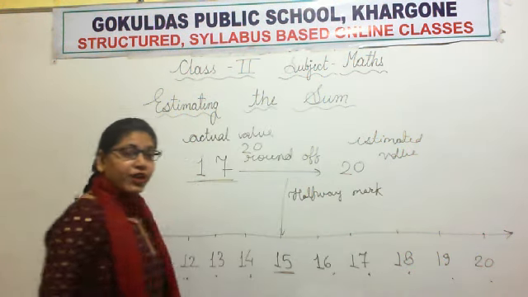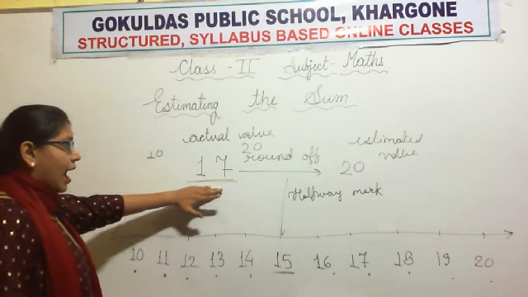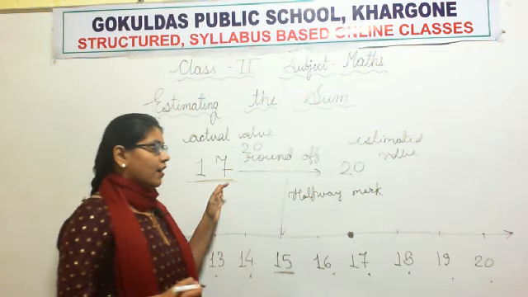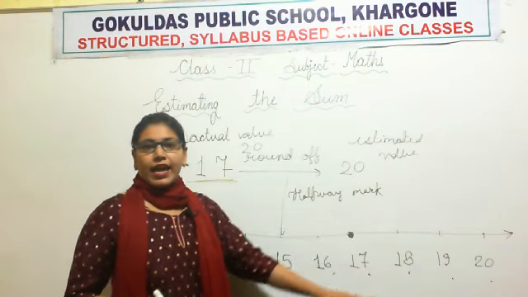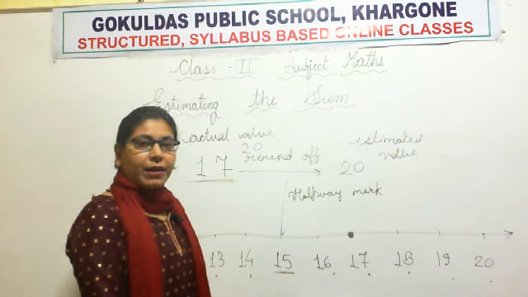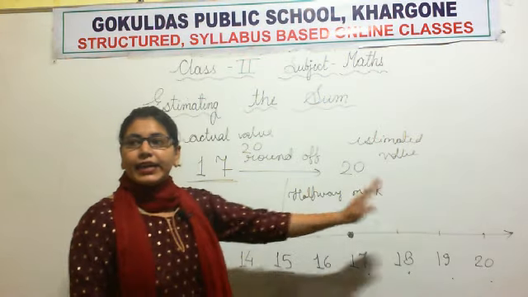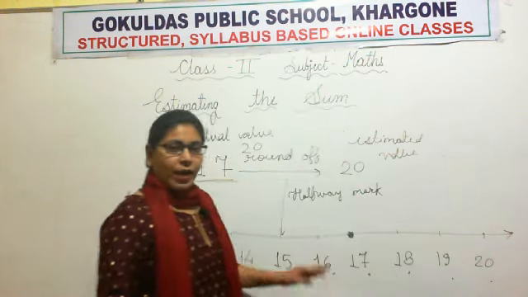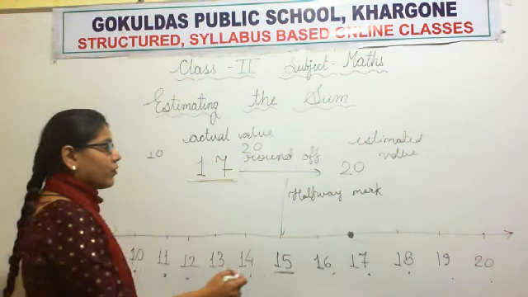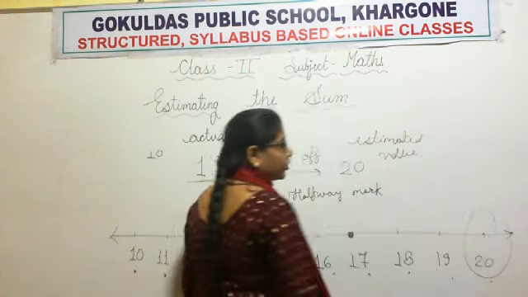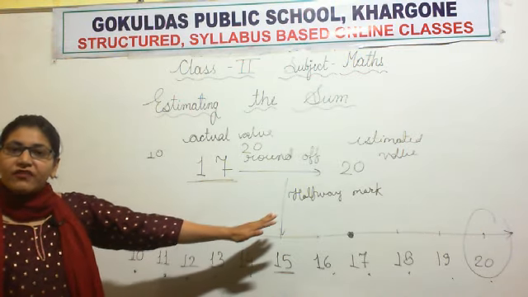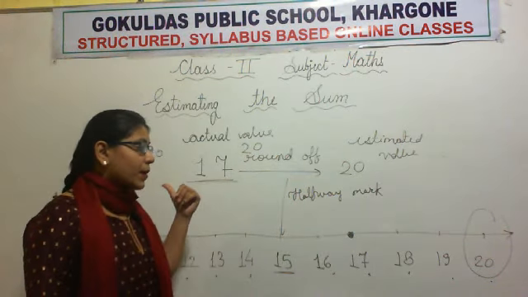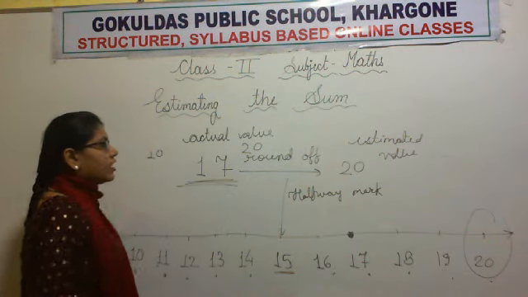Okay, now what will we do next? Yes, we will mark the given number. The given number is 17. So 17 is here. Now our given number is right of the halfway mark. So we will round up to 20. This we have learned in our previous lecture, how to round off. It was just a revision.